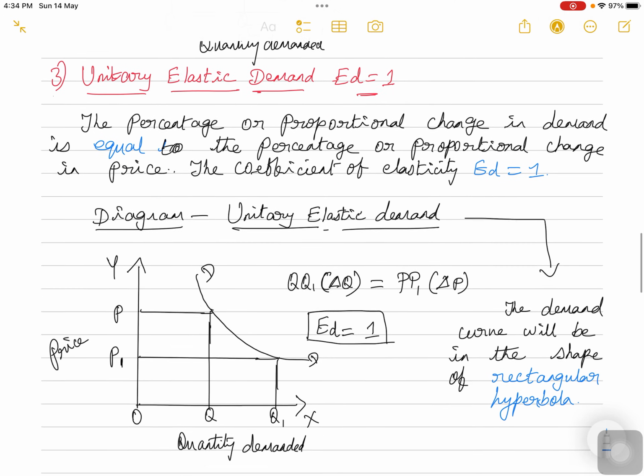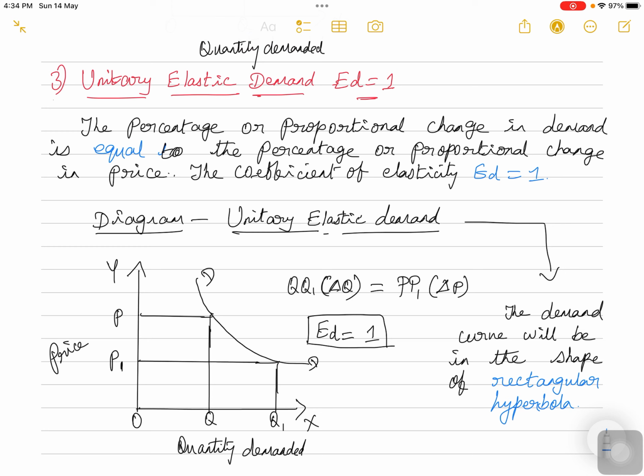unitary elastic demand. The name itself says unitary, that is, the coefficient is 1. So here the change in demand is equal to the change in price, that is, the percentage or proportional change in demand is equal to the percentage or proportional change in price. If the price of the commodity increases by 3%, the demand for the commodity falls by 3%. If the price of the commodity decreases by 5%, the demand for the commodity increases by 5%. Both price and quantity change in the same proportion. Then that is called unitary elastic demand. So here the coefficient of elasticity is equal to 1.